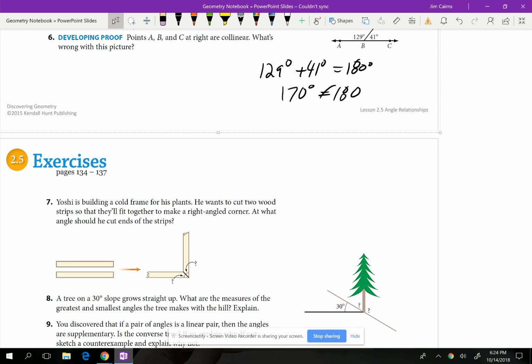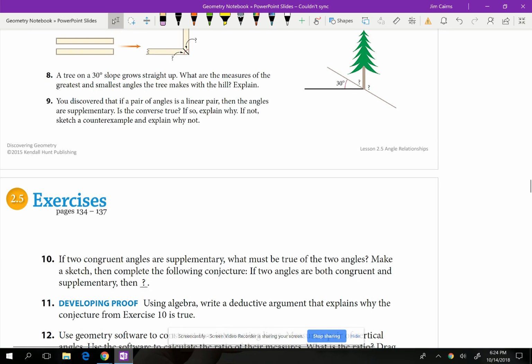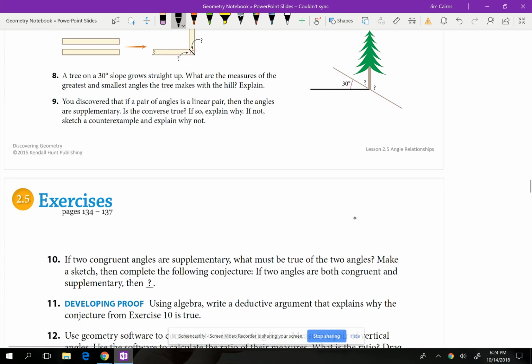Next is 8. A tree on a 30-degree slope grows straight up. What are the measures of the greatest and smallest angles the tree makes with the hill? Okay, well, it goes straight up, meaning that this angle here is 90, which makes this 60 degrees, and that would be 120 degrees. And there you go, linear pair. Cool.